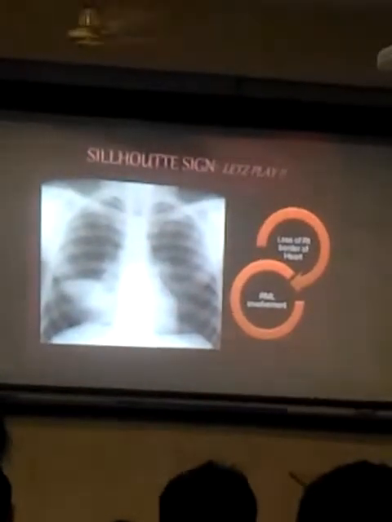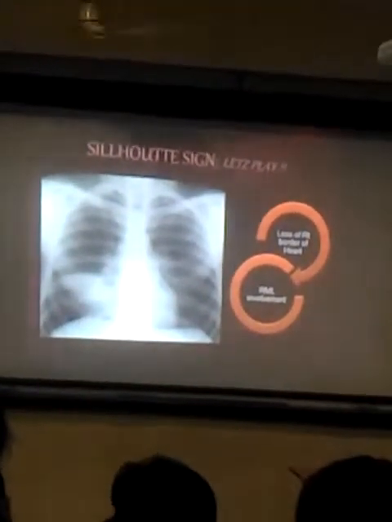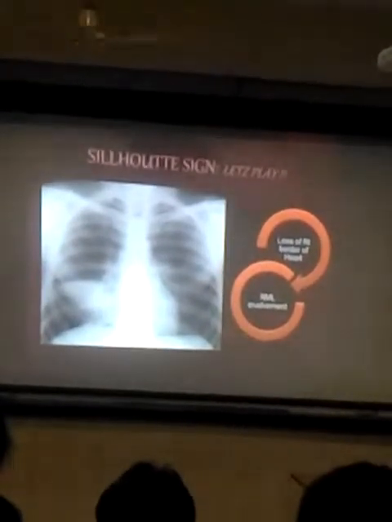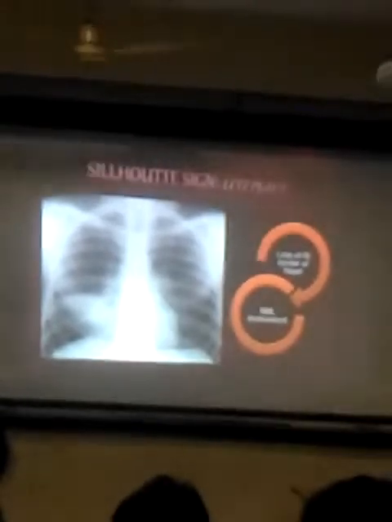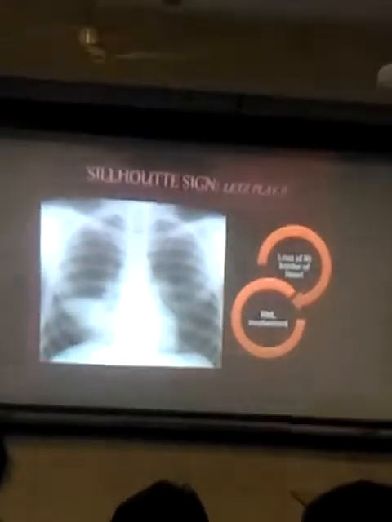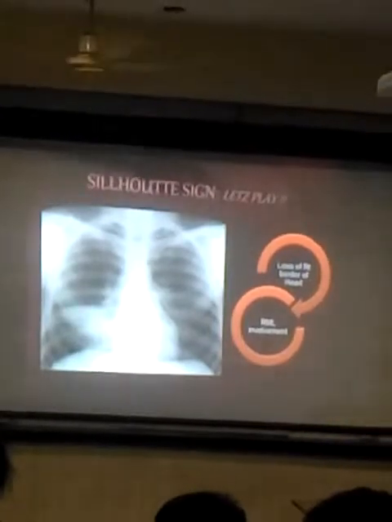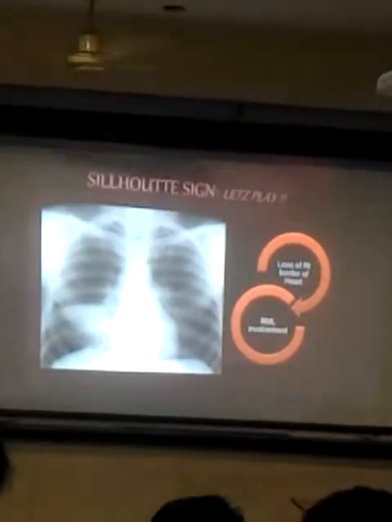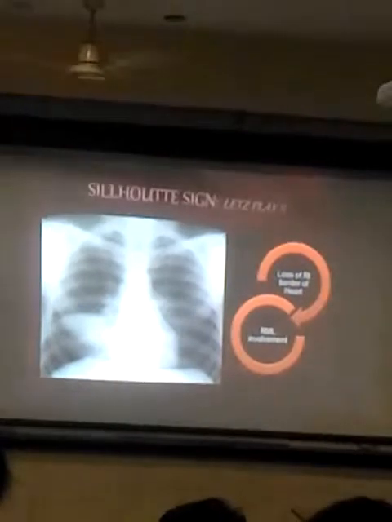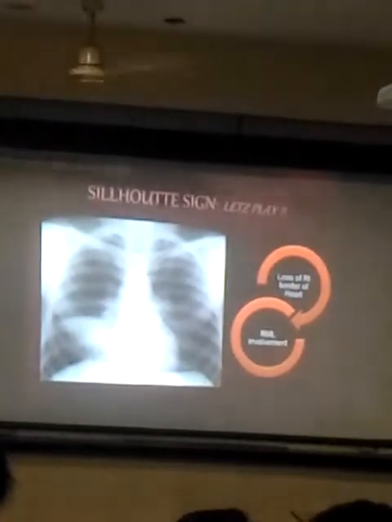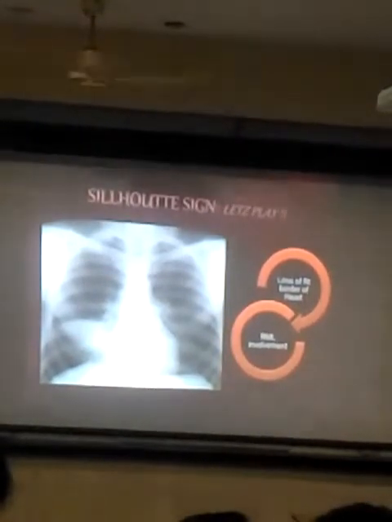After whatever discussion we have had for an hour and a half or so, you got it right. Any layman, even an ordinary man, will be able to tell you that there is an obvious opacity in the right lower zone here, and this could be abnormal. So the beauty of the silhouette sign is not in picking up the abnormality. The beauty of the silhouette sign is that it helps us localize the disease right down to the segment level and lobe level of the particular lung.